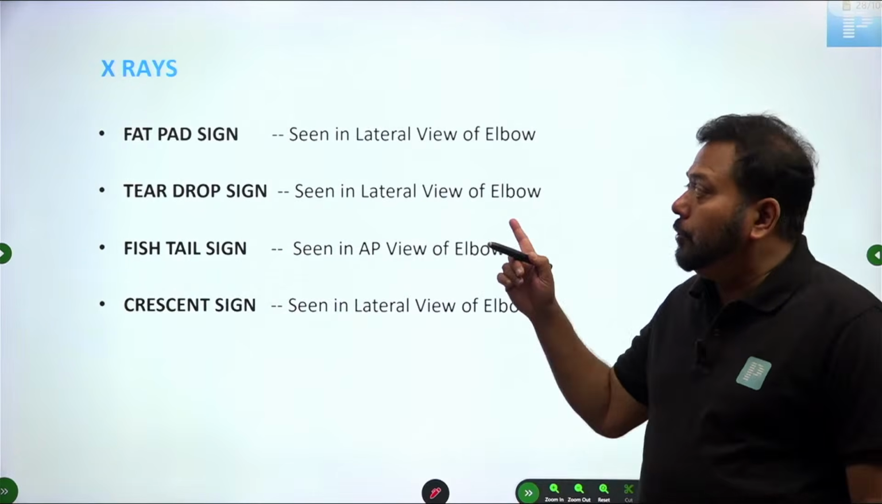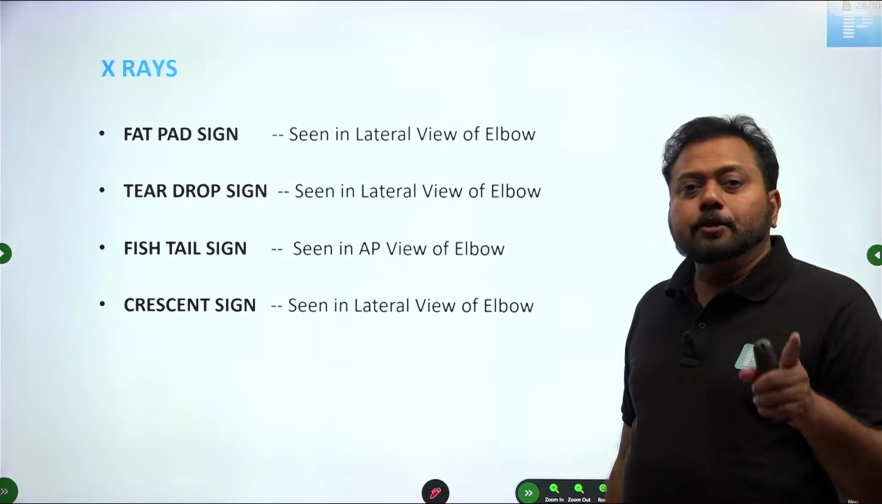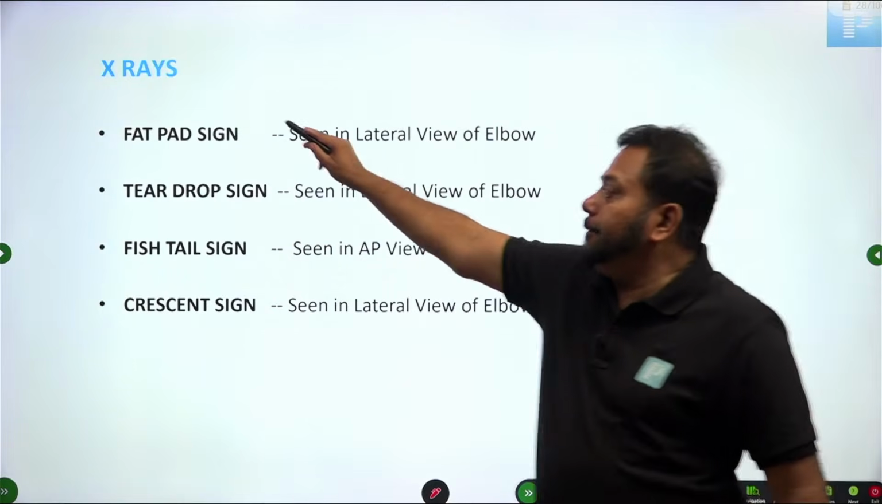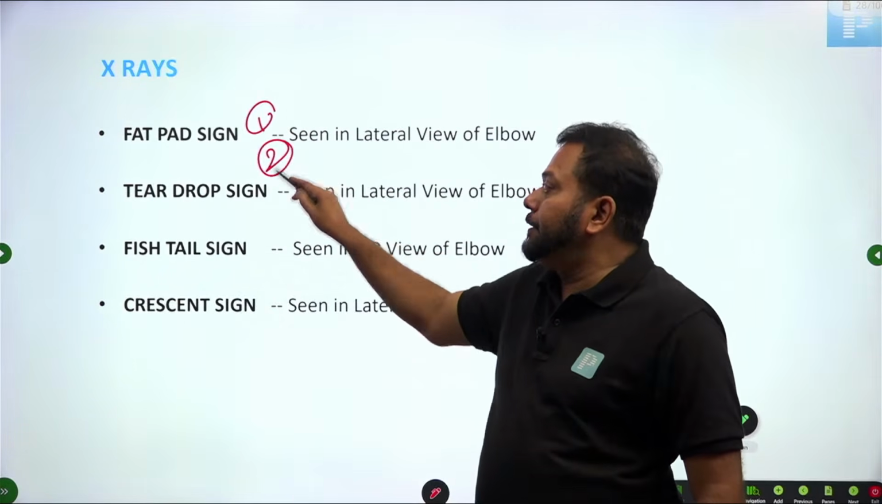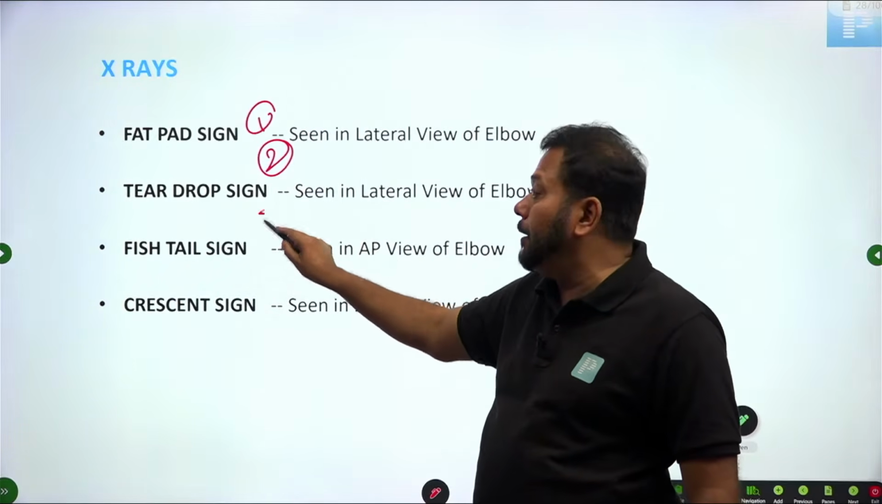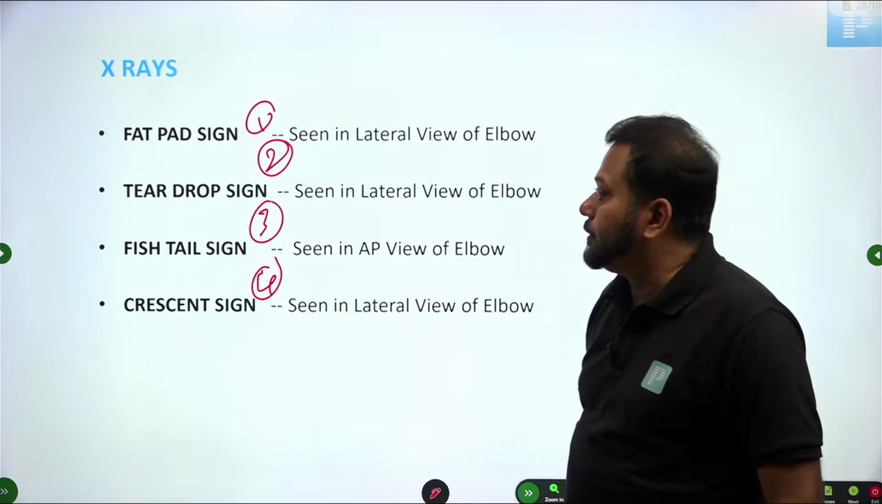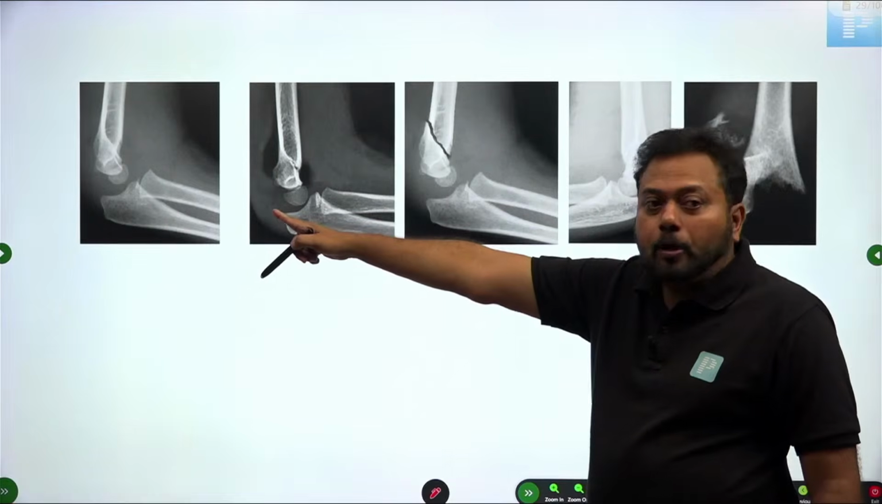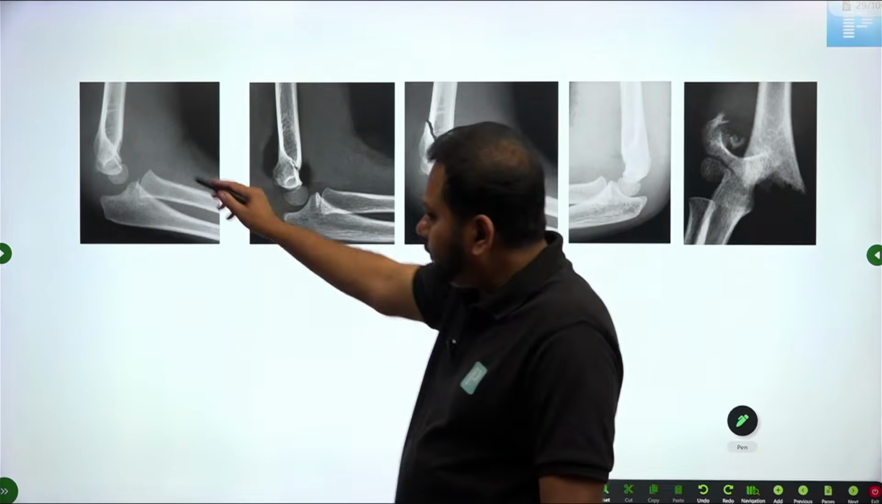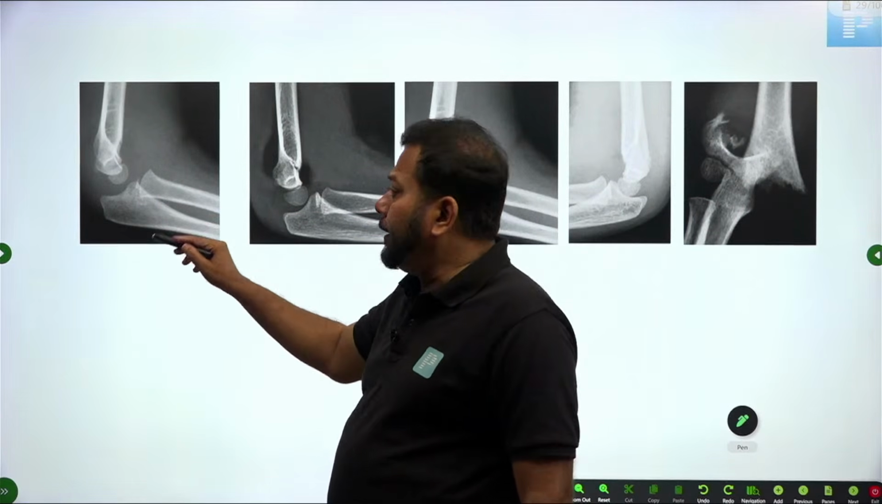Now coming to the X-ray, 4 signs you should know. Fat pad sign, teardrop sign, disturbed teardrop sign, fishtail sign and crescent sign. These 4 signs. Now you see, this is the normal elbow X-ray.